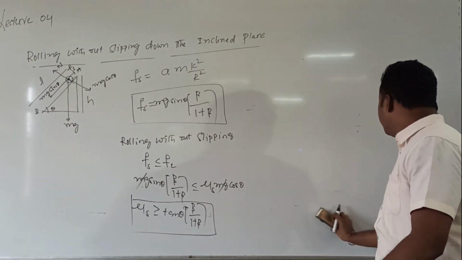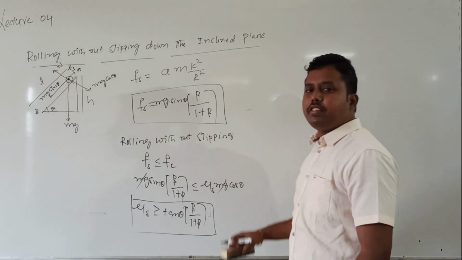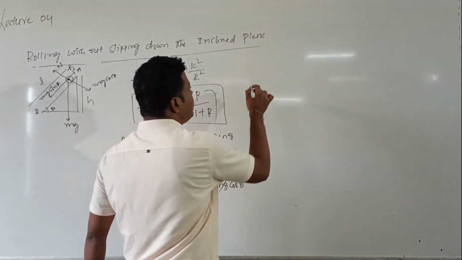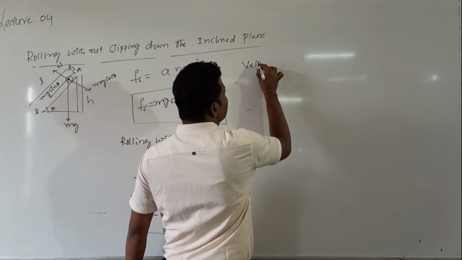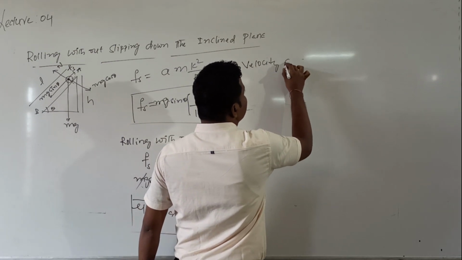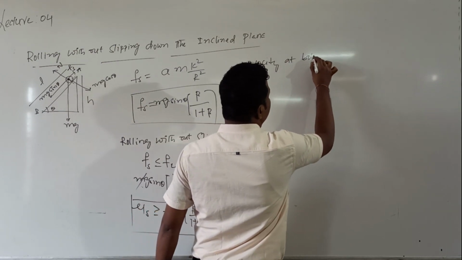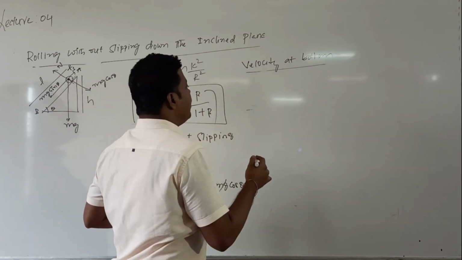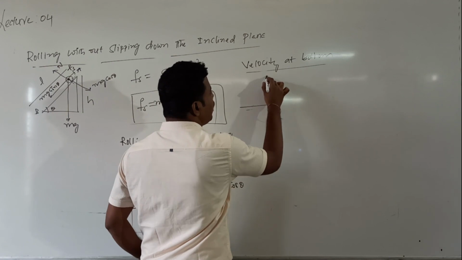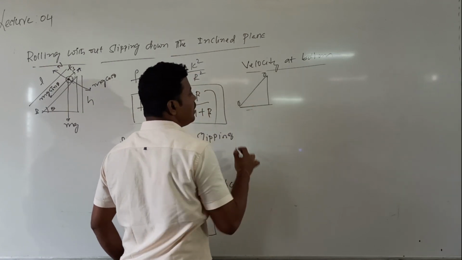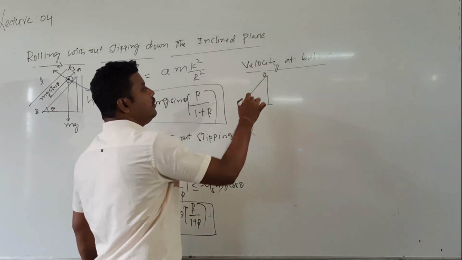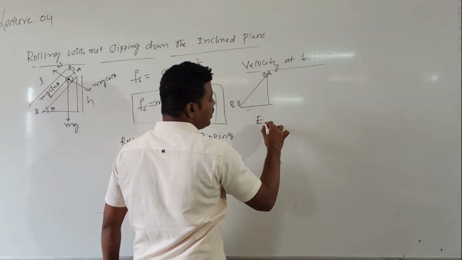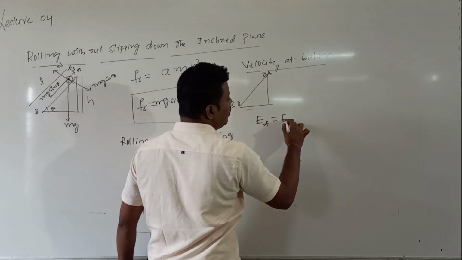So last 2 points are, what is the velocity with which the body reaches the bottom? So velocity at the bottom, from the inclined plane, body sliding, rolling. To calculate the velocity at the bottom, the body is falling from here, now reaching here. So this point I call A, this point I call B. Can I apply the law of conservation of energy? EA value is equal to EB.